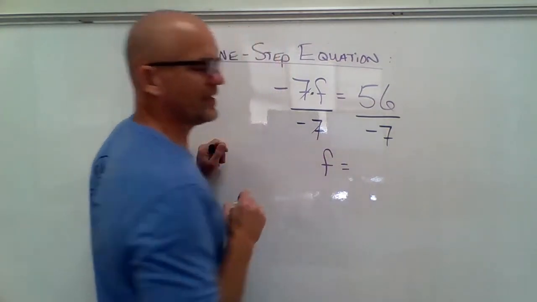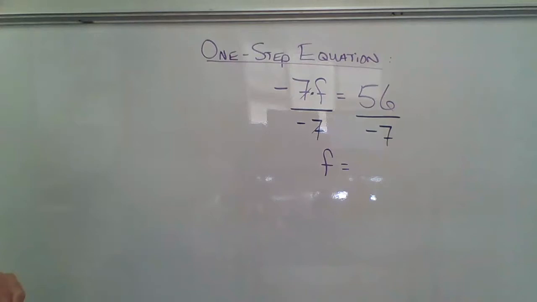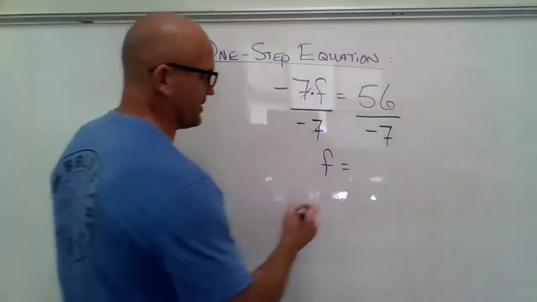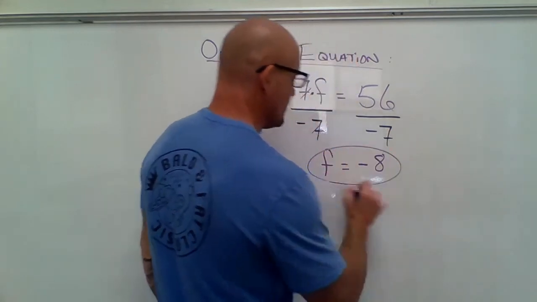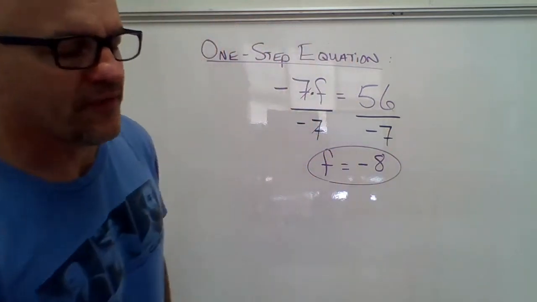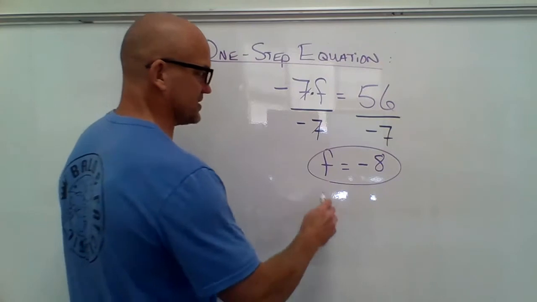It's a one-step equation after all. 56 divided by -7 is indeed -8. So once again, I have a solution. I'm going to verify that through a three-step process.